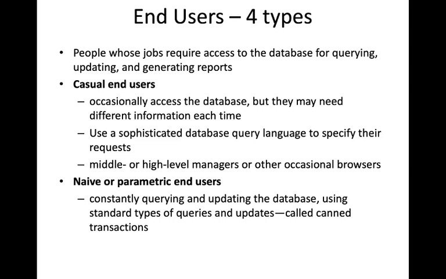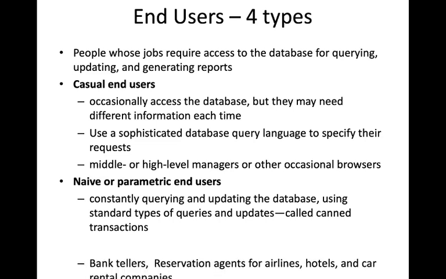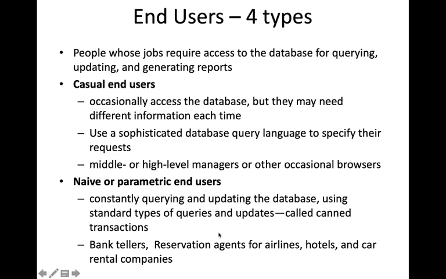Because they will be constantly querying and updating the database. They'll be giving some transactions, and based on those transactions the database will make its updations. So these are known as naive or parametric end users. So bank tellers, reservation agents for airlines, hotels, car rental companies, all these fall under this naive or parametric end users.